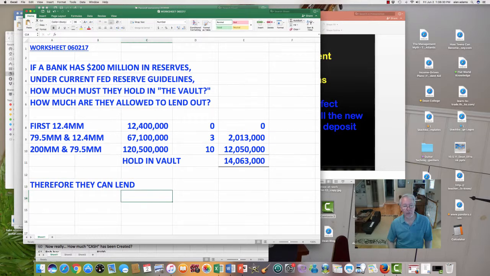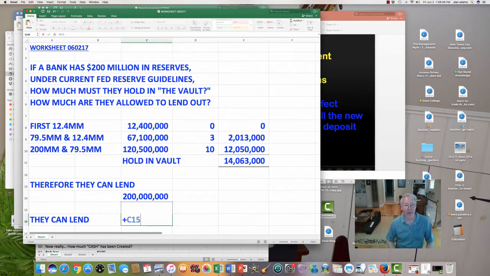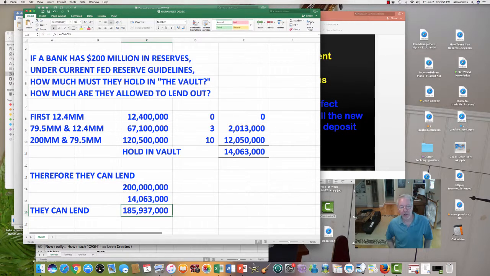So therefore, they can lend. Their total reserves are 200 million, and they must hold back that amount of money. So therefore, the amount that they are available to lend, and they want to lend as much as they can, friends, let's not forget that. And I will expect you to be able to do an assignment like this.